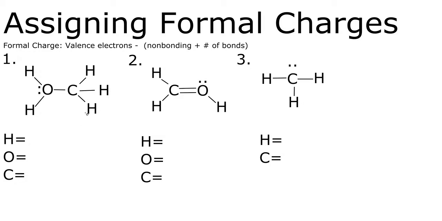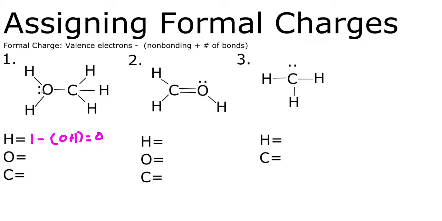So let's look at number 1. First, we're going to look at this hydrogen. Hydrogen has 1 valence electron because it's in group 1 of the periodic table. It has no lone electrons, so we can say 0, plus the number of bonds it makes. It has a single bond right here, so that's 1, and that equals 0. The only reason I'm doing 1 hydrogen atom is because these all have the same formal charge, since they only have single bonds. So each of these hydrogens has a 0 formal charge.